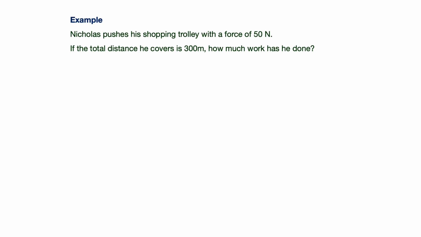Okay, here's an example. Imagine Nicholas is at the supermarket and he pushes his shopping trolley with a force of 50 newtons. If, on going right round the supermarket, he covers a distance of 300 meters, how much work has he done? Well, as always, to begin your solution, you must list the variables. E W, that's what we're looking for, so that's question mark, that's the work done. The applied force is 50 newtons, and the distance moved is 300 meters.